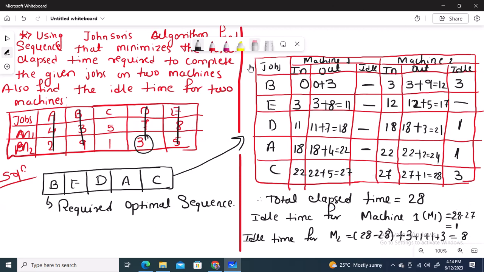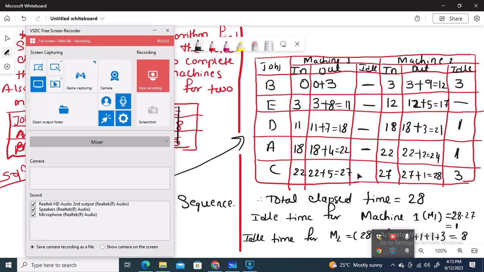So this is how we solve the entire problem using the Johnson algorithm to find the minimum elapsed time. It is very simple, very interesting. In the next video I'll take one more example on n jobs on two machines, because with one example you may not understand it properly. I'll take two problems on the same concept. So until then, you just practice this question. Okay, thank you all.